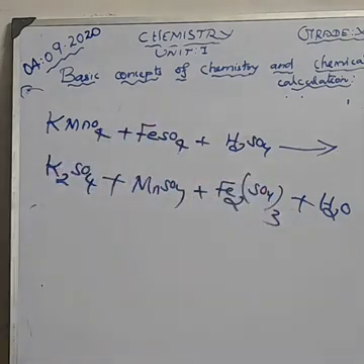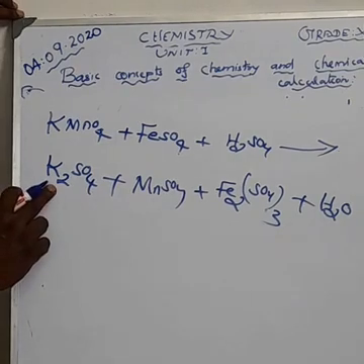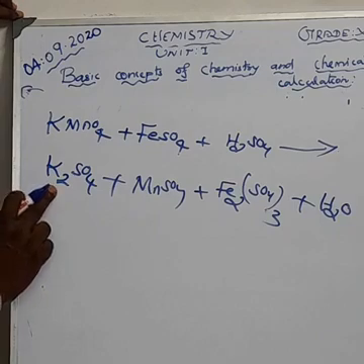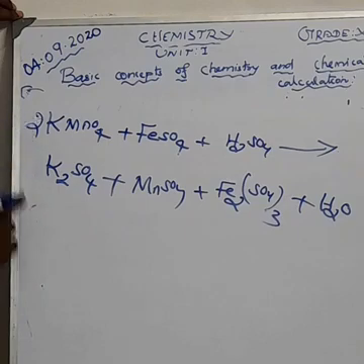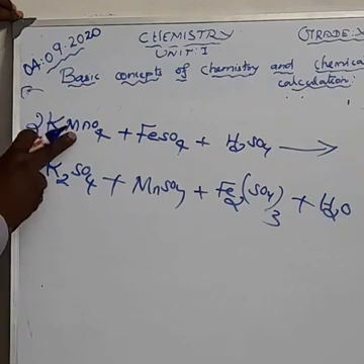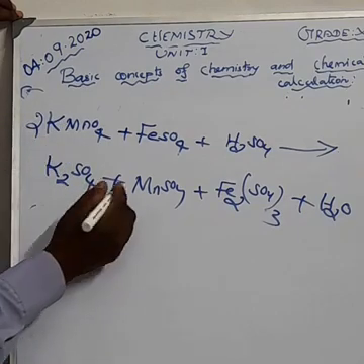water. That's the equation. First of all, how can you balance the equation? First, how much potassium is there? 2 potassium is there. Am I right? So make it 2 here. So potassium is balanced. How much manganese is there? 2. So make it 2 here.